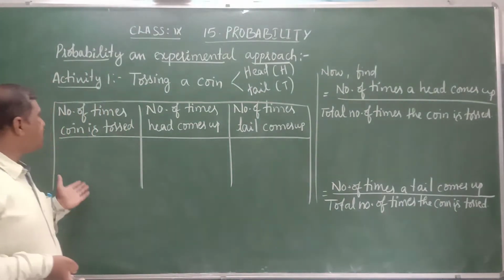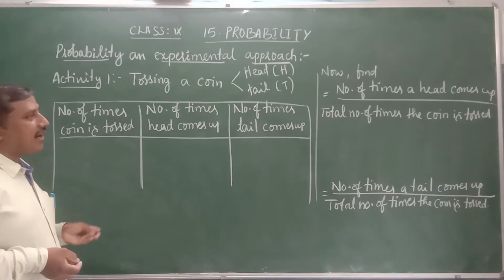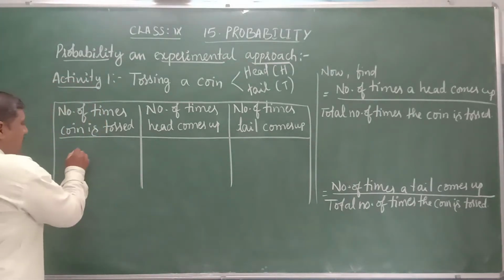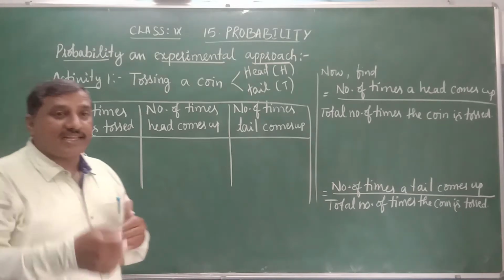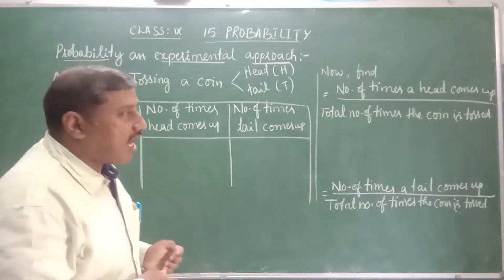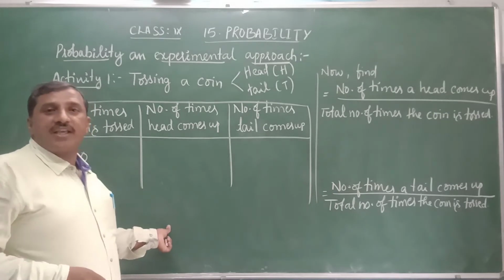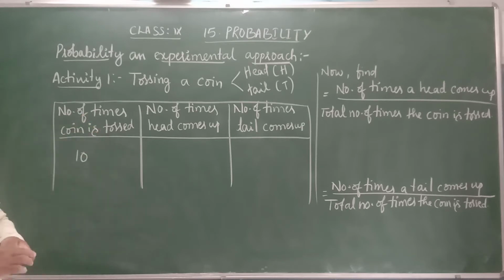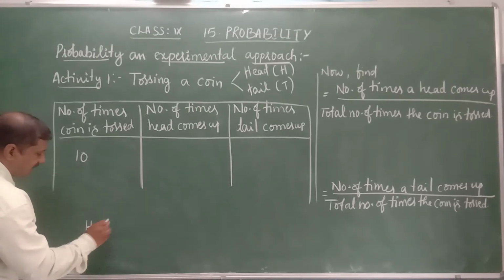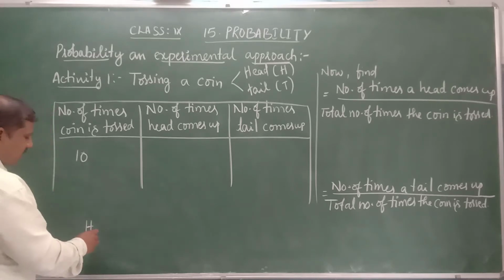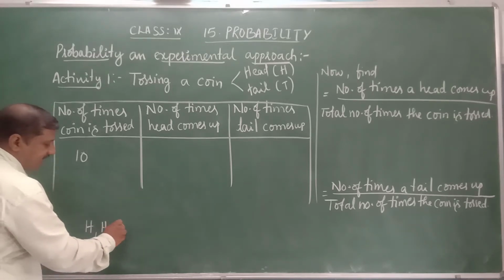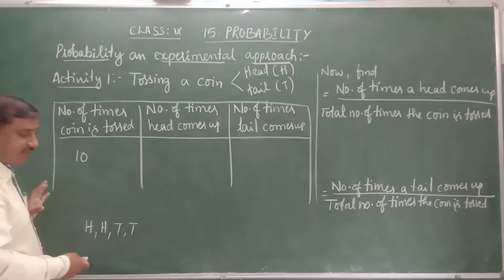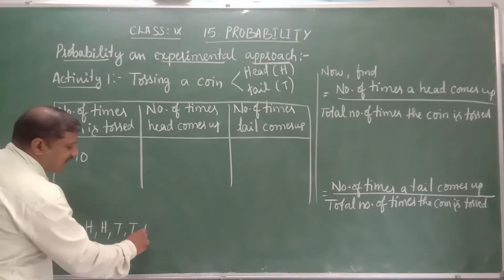Now take a coin and toss it 10 times, and write down the outcomes which you got. Write them linearly or horizontally, then place them in the table. When you toss a coin 10 times, for suppose, in the first trial we got head, in the second trial we may also get head, in the third trial it is tail, in the fourth trial it is tail, and in the fifth it is head.